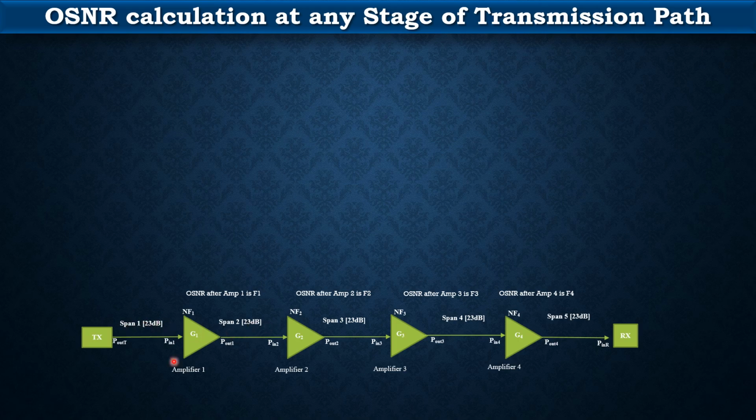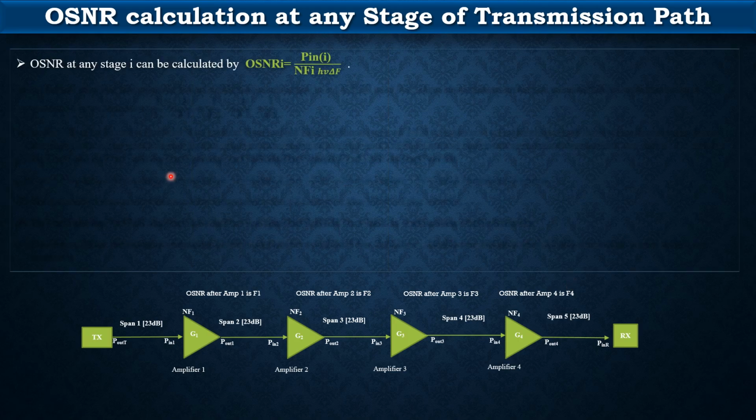This is 23 dB. This is amplifier 1. G1, G2, G3, G4 are the gains of amplifiers 1, 2, 3, 4. NF1, NF2, NF3, NF4 are the noise figures of amplifiers 1, 2, 3, 4. OSNR after amplifier 1 is F1, OSNR after amplifier 2 is F2, OSNR after amplifier 3 is F3, and OSNR after amplifier 4 is F4.